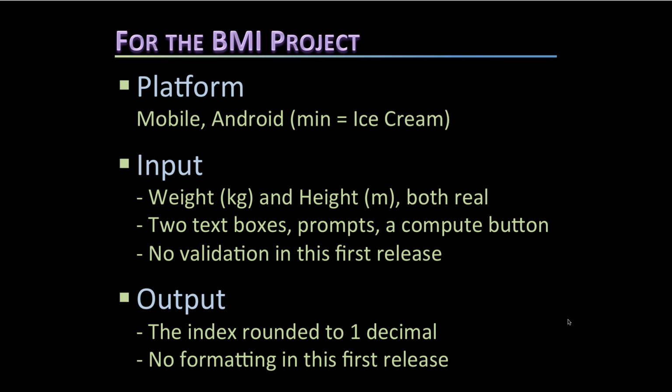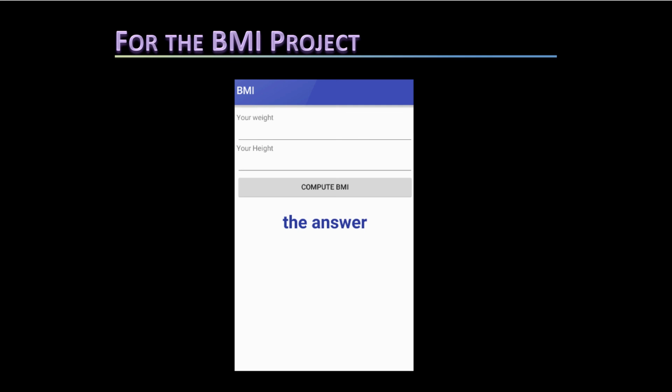So that captures all the elements of the requirement for our project. Here's a screenshot that captures the key requirement. This would be a phone or a tablet. Here are the prompts. It says your weight, your height, and this line underlines the entries that are to be made. So presumably the user makes an entry here, pushes the compute button, and the answer will appear somewhere under it.